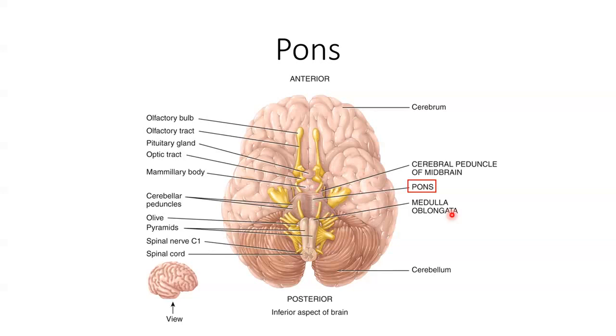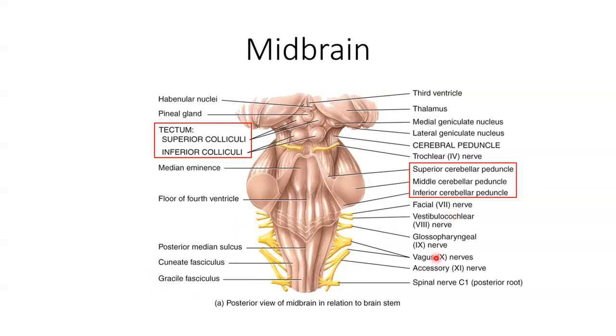Lastly, we have the midbrain, which is also referred to as the mesencephalon as it's developing. It's the very top section of the brainstem, extending from the pons to the diencephalon. The cerebral aqueduct passes through the midbrain, which connects the third and the fourth ventricle.